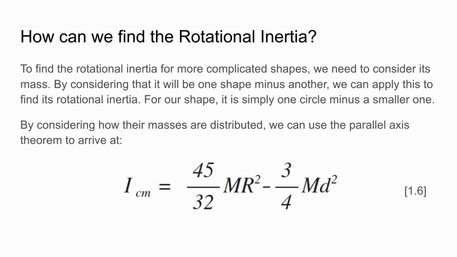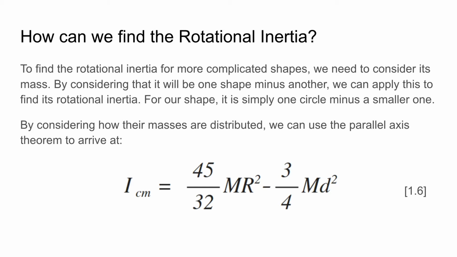To find the rotational inertia for more complicated shapes, we need to consider their masses. By considering that it will be one shape minus another shape, we can apply this to find its rotational inertia. For our shape, it is simply one circle minus a smaller one. By then considering how their masses are distributed, we can use the parallel axis theorem to arrive at this equation, where m is the total mass of the object, r is the distance from the center of mass to the pivot point, and d is the distance from the center of mass to the center of the object.